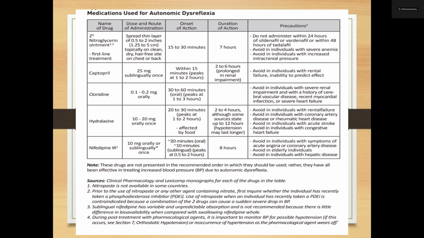So that is where the GTN actually is superior to anything else, because you can spit it out, or if there's a paste, you can wipe off the paste. Yeah, so this is where GTN is being used.